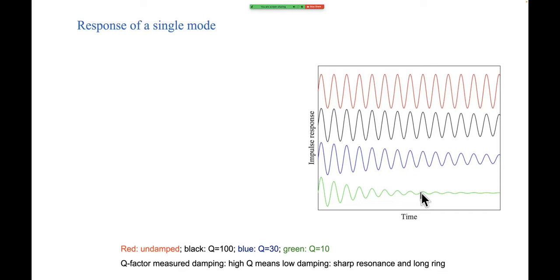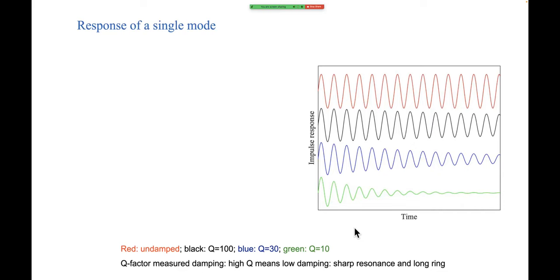And we associate this with a property called damping. Nothing to do with being wet. It describes the rate of energy dissipation. You can characterize damping in various ways. One way that's often used in musical instruments is something called the Q factor.